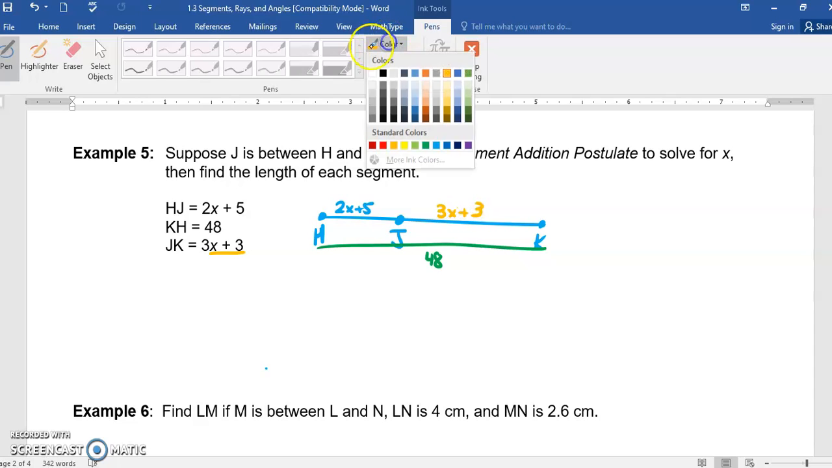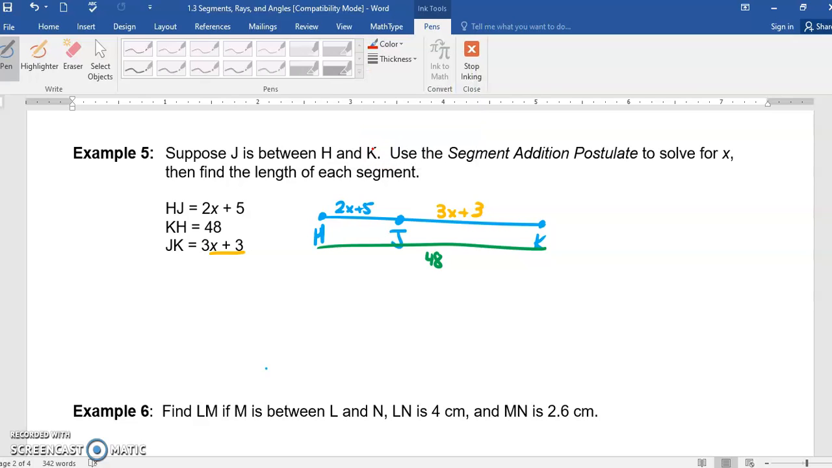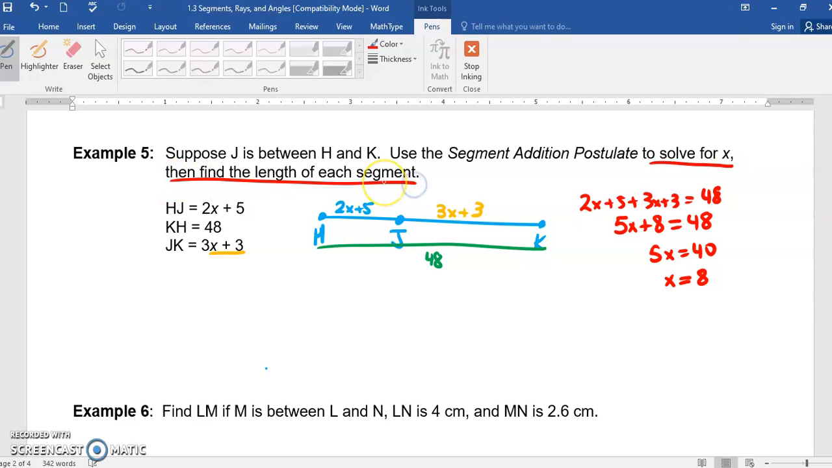So now what happens is we use our geometry theorems to write an algebra equation. Piece plus piece equals whole thing. And that's going to be 5x plus 8 equals 48. Subtract 8 from both sides and divide both sides by 5. I found x. Now make sure you answer the question, solve for x, and find the length of each segment.